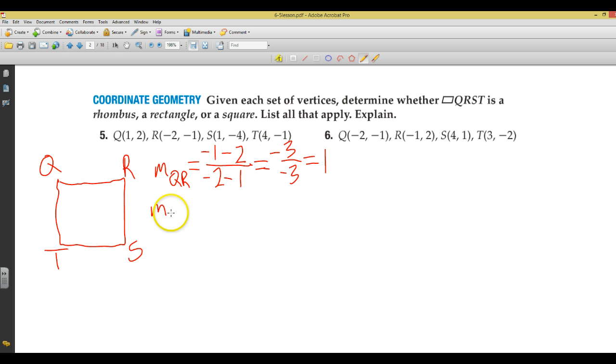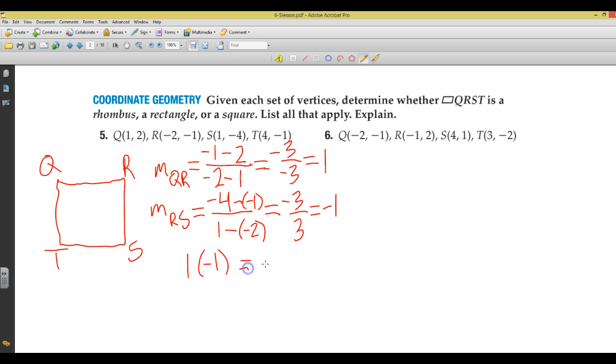Then we want the slope of RS. So for my S, my y coordinate is -4. For my R, my y coordinate is -1. Then my x coordinates, S, and for R, -2. And if I simplify this, that would become +1, so that is -3 over 1. This would become -3 over 3, so that's equal to -1. And if I multiply 1 times -1, I get a product of -1.